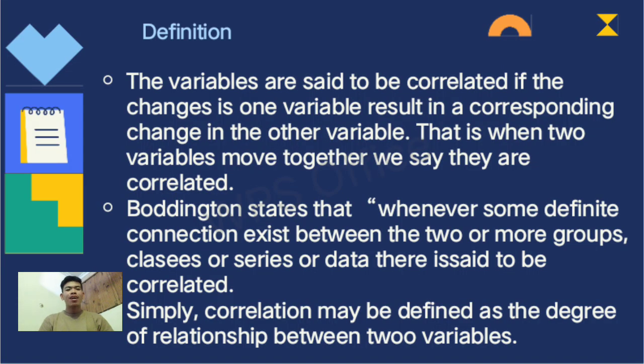Now, let's move on to the definition of correlation. Variables are said to be correlated if changes in one variable result in a corresponding change in the other variable. Buddington states that whenever some definite connection exists between two or more groups, classes, series, or data, they are said to be correlated. Simple correlation may be defined as the degree of relationship between two variables.